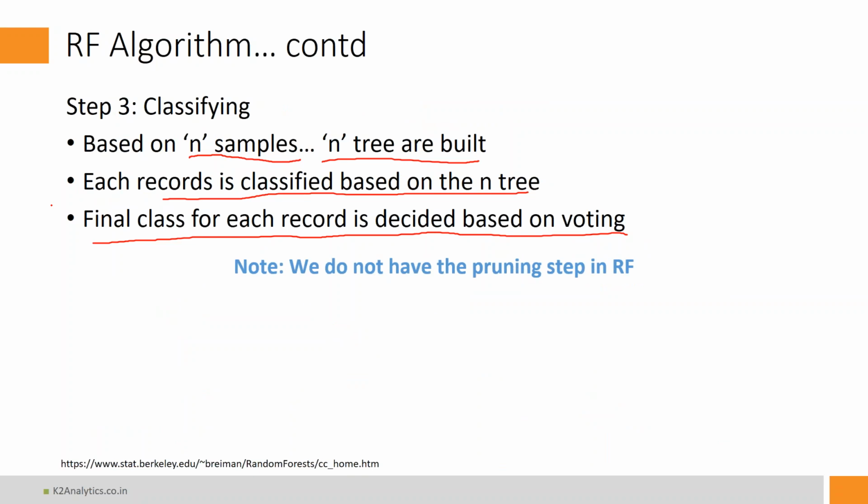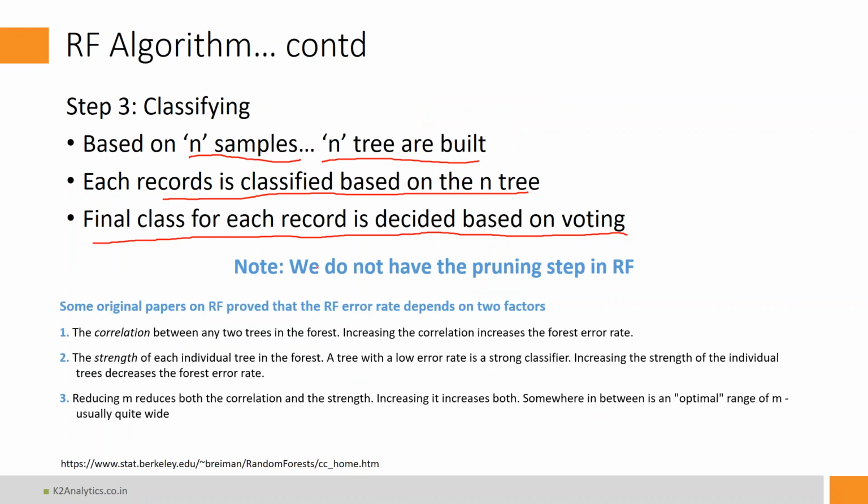Before I move forward, there is one more thing. In this random forest technique, you do not have a pruning step. The reason you do not have a pruning step is that in the CART model that you are building, the variable set at each level that is being evaluated is itself random. And in the background you have a multitude of trees, not one tree.